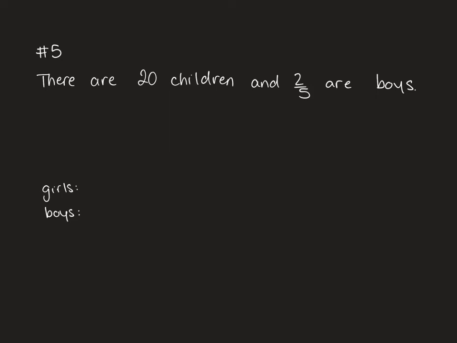Now they'll give us an example like there are 20 children and 2/5 are boys. So what would our first step be? So we could take the fraction of boys and multiply by the number of children, 20, to figure out how many boys there are. So I'm always going to multiply straight across. So 2 times 20 is 40, and 5 times 1 is 5, and 40 out of 5 simplifies to 8. So there are 8 boys in the class.